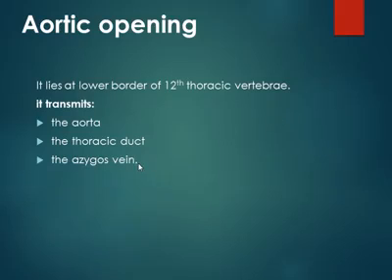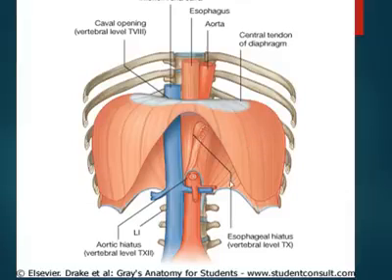Azygous vein is basically a channel which connects the superior vena cava with the inferior vena cava. Azygous vein drains thoracic wall and upper lumbar region. This image shows aortic opening through which aorta is passing.